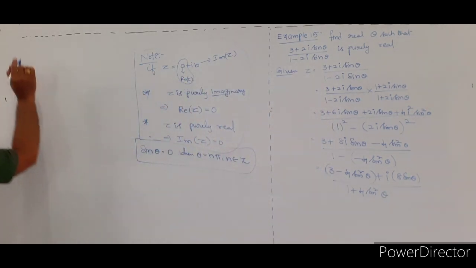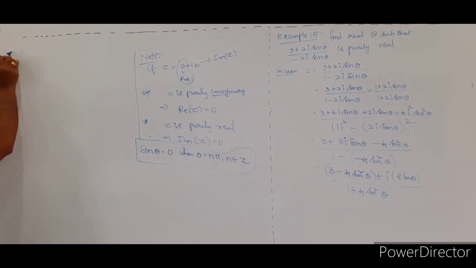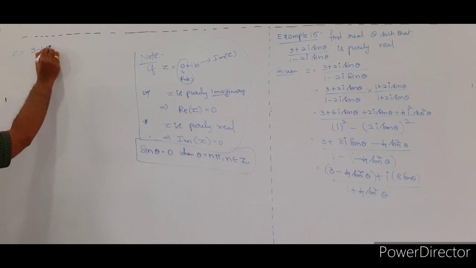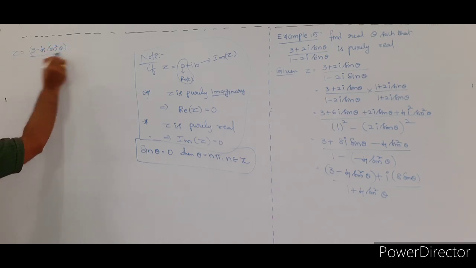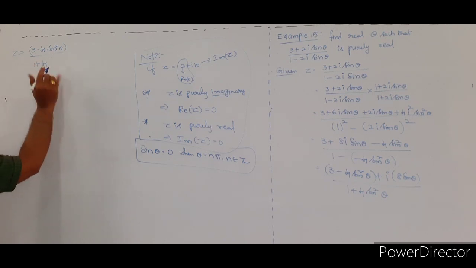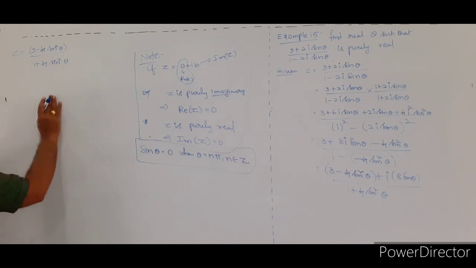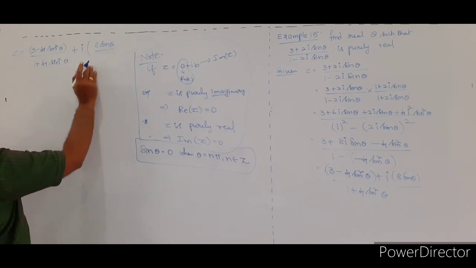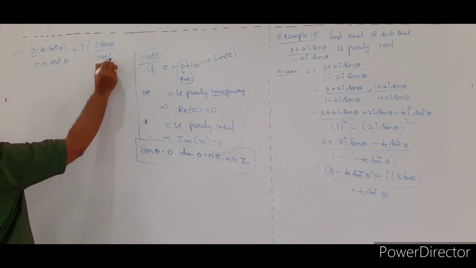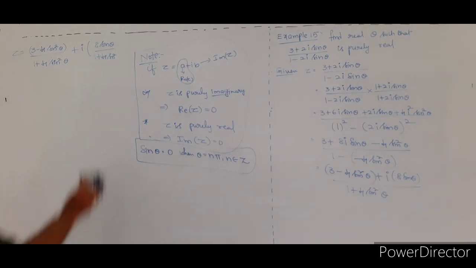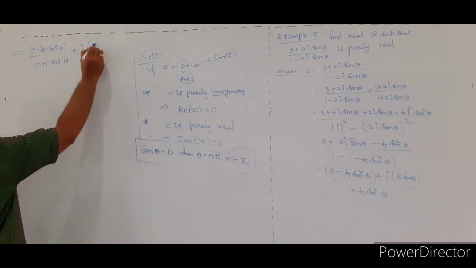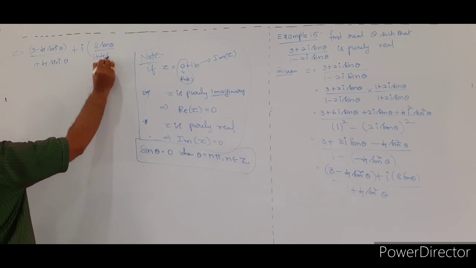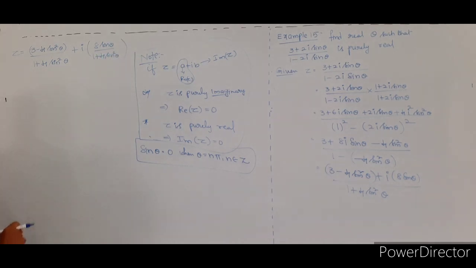So z is equal to, I will separate the terms: 3 minus 4 sine square theta by 1 plus 4 sine square theta, plus i into 8 sine theta by 1 plus 4 sine square theta.